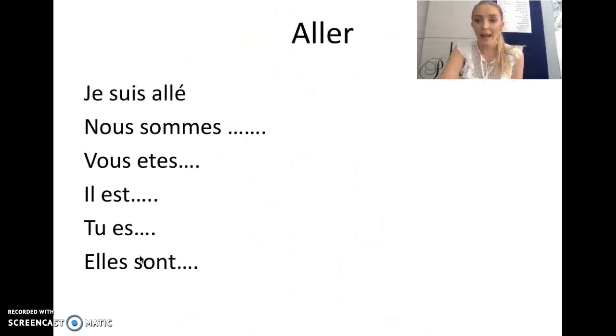So if we wanted to do aller, aller unfortunately is one of our être verbs. So let's have a look. All you need to do is je suis allé, nous sommes allés, vous êtes allés, il est allé, tu es allé, elles sont allées. The aller stays the same the whole way through. The only change that will come in is when you need to add an extra E or an S, depending on whether you're talking about a girl or whether it's plural.